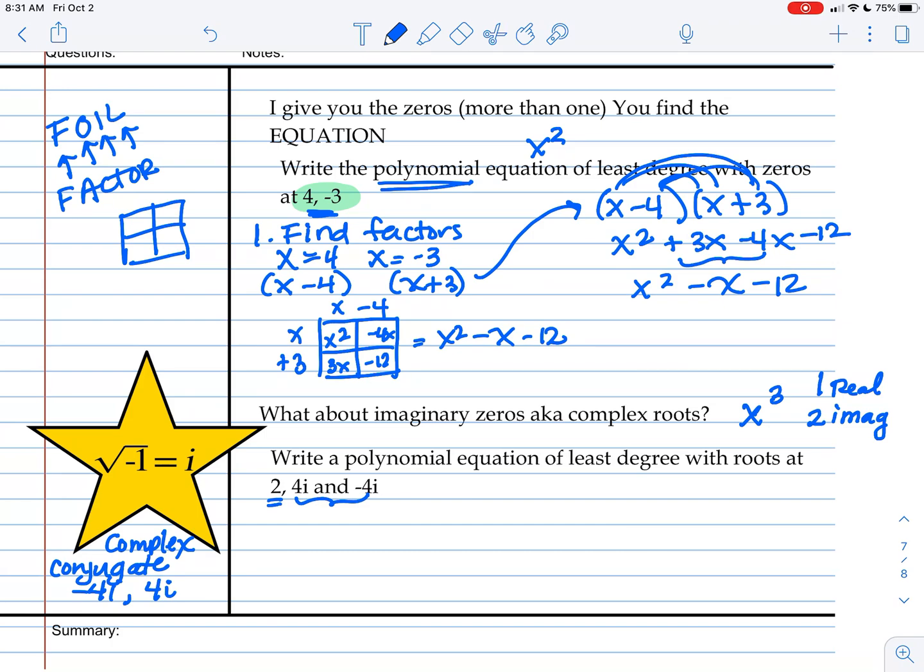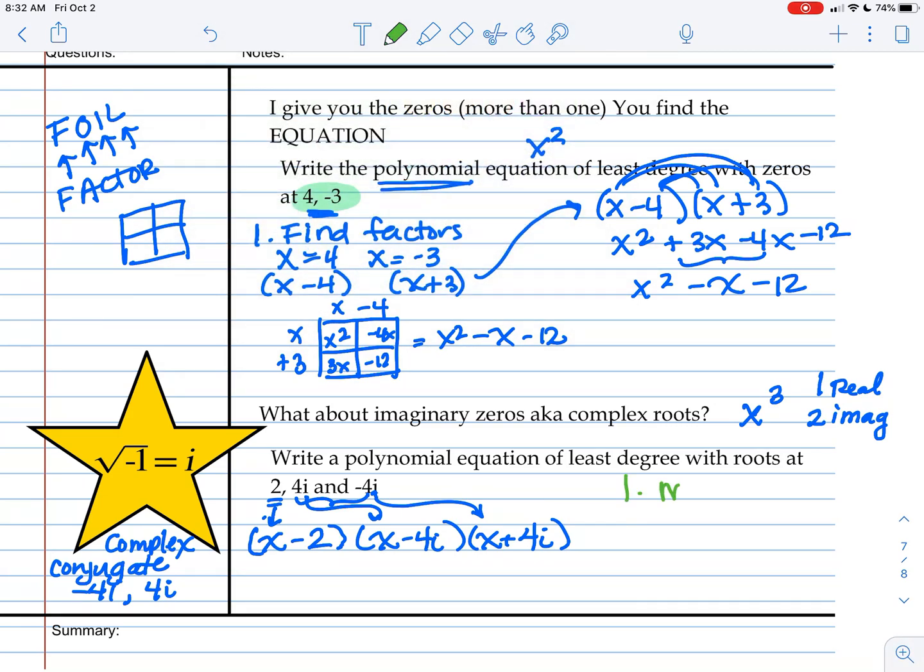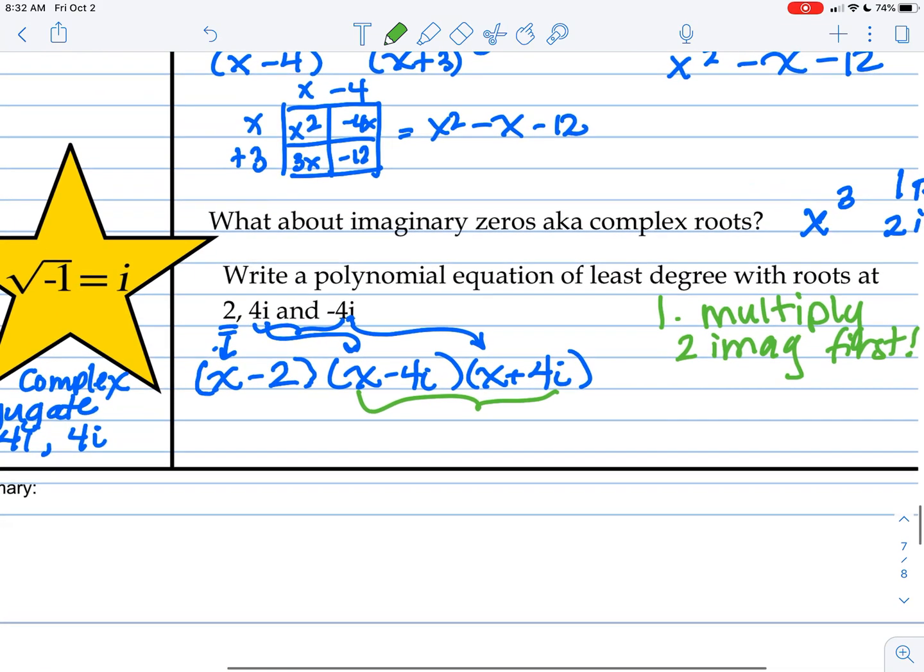So I'm going to find the factors again. This is going to give me an x minus 2 factor, an x minus 4i factor, and this one will give me an x plus 4i factor. So step 1 in these is going to be multiply the two imaginary together first. Okay, so always start with your imaginary factors.